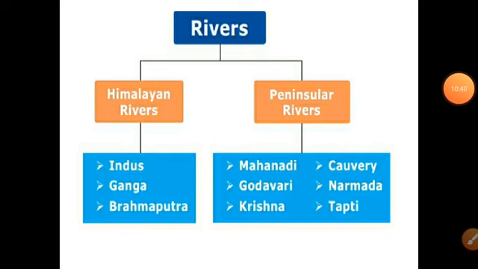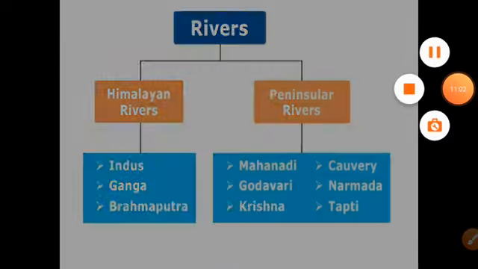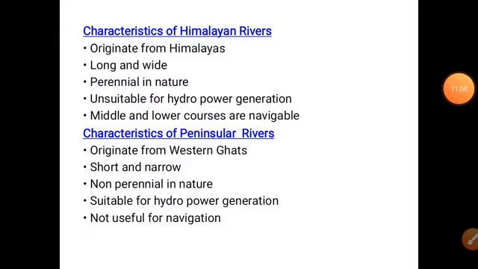The Himalayan rivers are Indus, Ganga and Brahmaputra. The peninsular rivers are Mahanadi, Godavari, Krishna, Kaveri. They are east flowing rivers and end in the Bay of Bengal. The remaining Narmada and Tapti are west flowing rivers and end in the Arabian Sea. Let's see the difference between these two major groups.